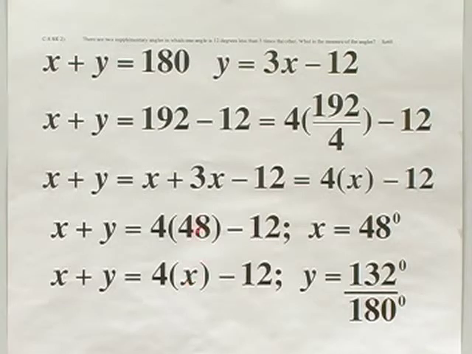So x is going to be 48, everything matches. I have x equal to 48. I'm going to put it in the first equation. 48 plus y is equal to 180. Then I'm going to reformulate 180. I'm going to subtract 48, and I'm going to add 48 to 180. When I do the subtraction, I get 132. So y is equal to 132 degrees.